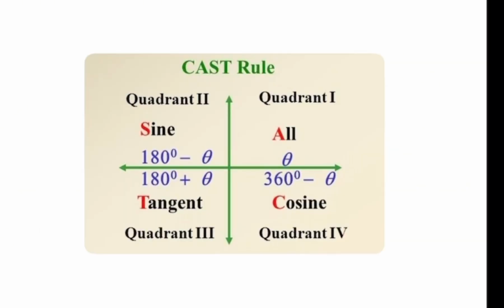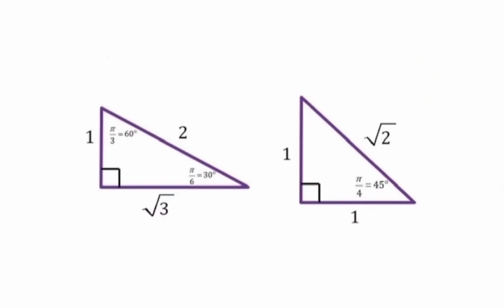Reference angle. So any angle over 90 has a reference angle, and it helps determine the exact trig ratios when we're given an angle over 90 degrees. So it is the angle between the terminal arm and the closest x-axis. CAS rule. So the CAS rule helps us determine which trig ratios are positive in each quadrant. Here we have our special triangles.